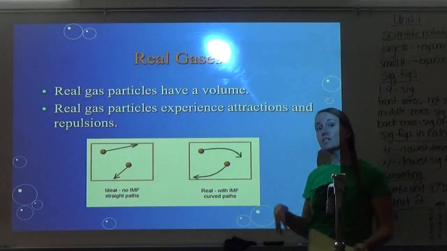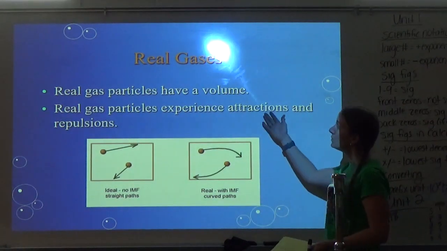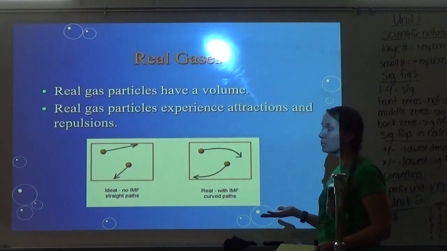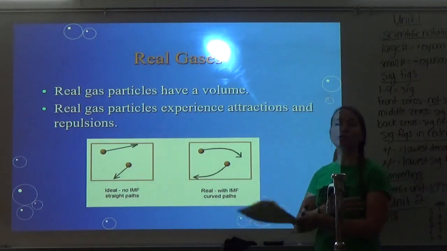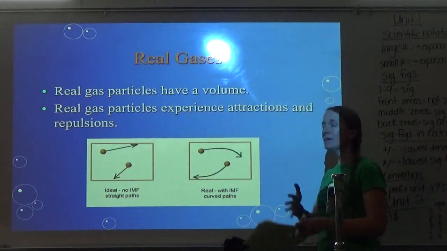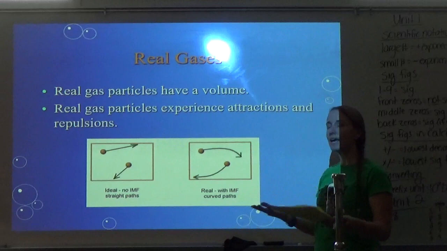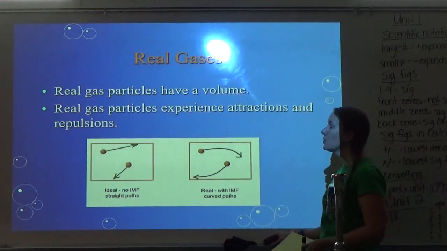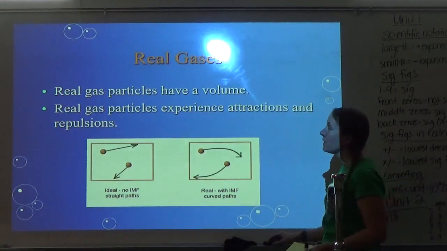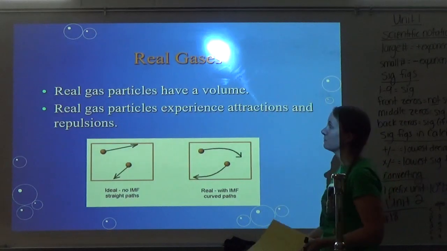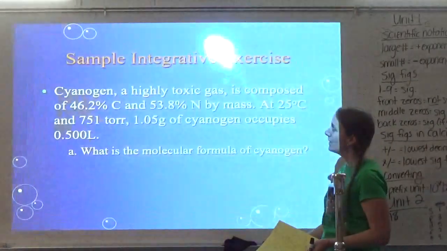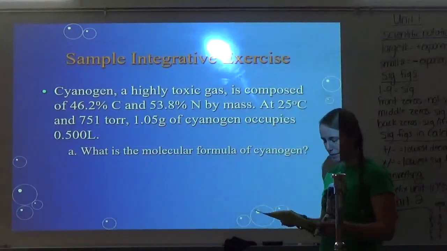Remember, for ideal gases, we assume they don't. And real gases experience attractions and repulsions. For ideal gases, we assume there's no forces between them because they're very far apart, spread out, and moving very fast. So the forces are very small. But real gases do have those things.